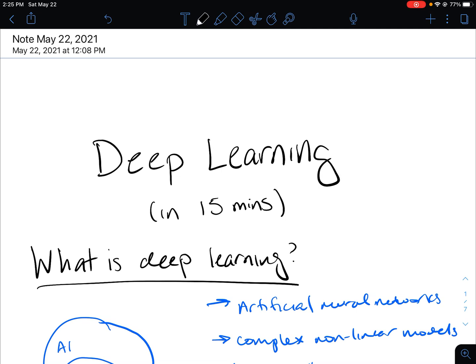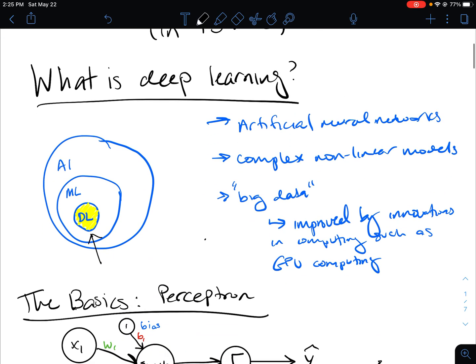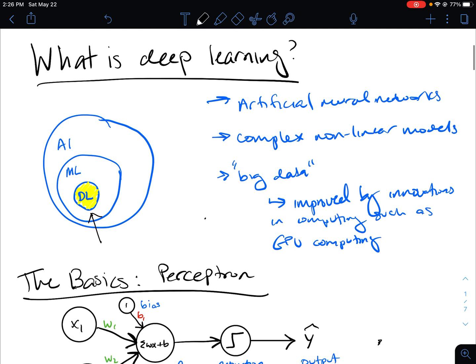Deep learning is basically a subset of the machine learning bubble, and in the greater bubble it's another subset of the AI, artificial intelligence bubble. So it kind of lies as a subset of that machine learning realm. Basically, it consists of artificial neural networks. When we're referring to deep learning, we're usually talking about artificial neural networks. And it is used in general to build complex nonlinear models and start learning patterns that are very intricate and complicated. And it relies on big data sets.